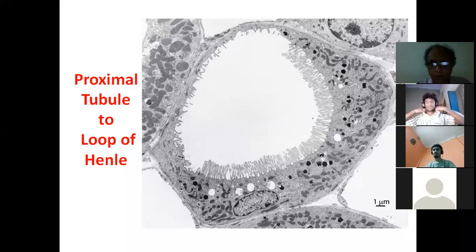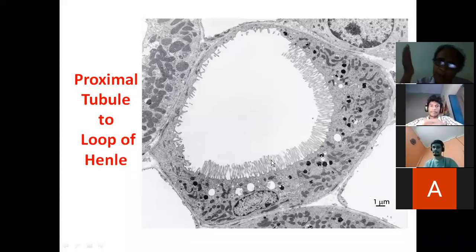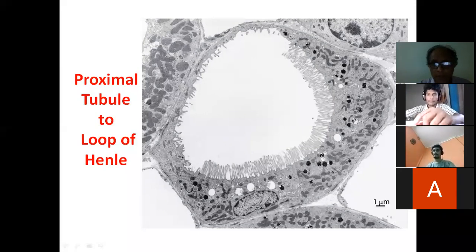As a result of making an oblique section, a portion of the proximal tubule and a portion of the descending limb are incorporated in the same section, at the junction of the proximal tubule and the descending limb of the loop of Henle. See, in the proximal tubule there are plenty of villus and plenty of mitochondria, whereas in the descending limb there is hardly any villus, hardly any mitochondria.